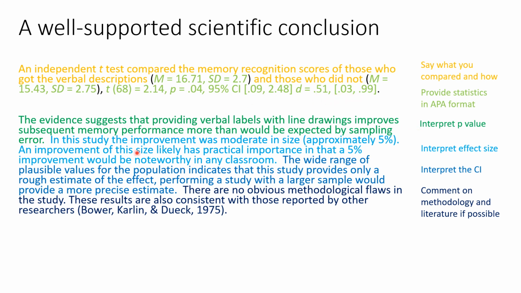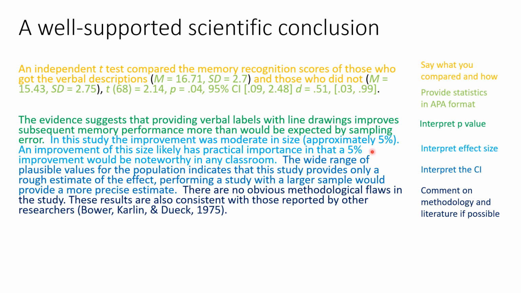Now I need to interpret the p-value. The evidence suggests that providing verbal labels with line drawings improves subsequent memory performance more than would be expected by sampling error. That's because this p-value, again, is compelling. In this study, the improvement was moderate in size, approximately 5%. An improvement of this size likely has practical importance in that a 5% improvement would be noteworthy in any classroom. That's an interpretation of the effect size.